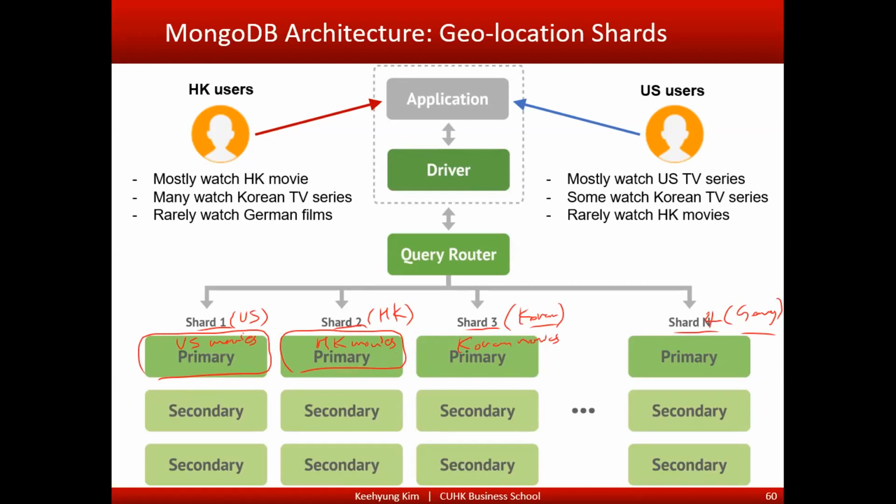And also, depending on the behavior and use of the application by the users in each country, we may have additional information. So when we look at the Hong Kong users, let's say that we found that they mostly watch Hong Kong movies. However, they also watch Korean movies a lot, and they don't watch German movies that much. So let's say that we found that.